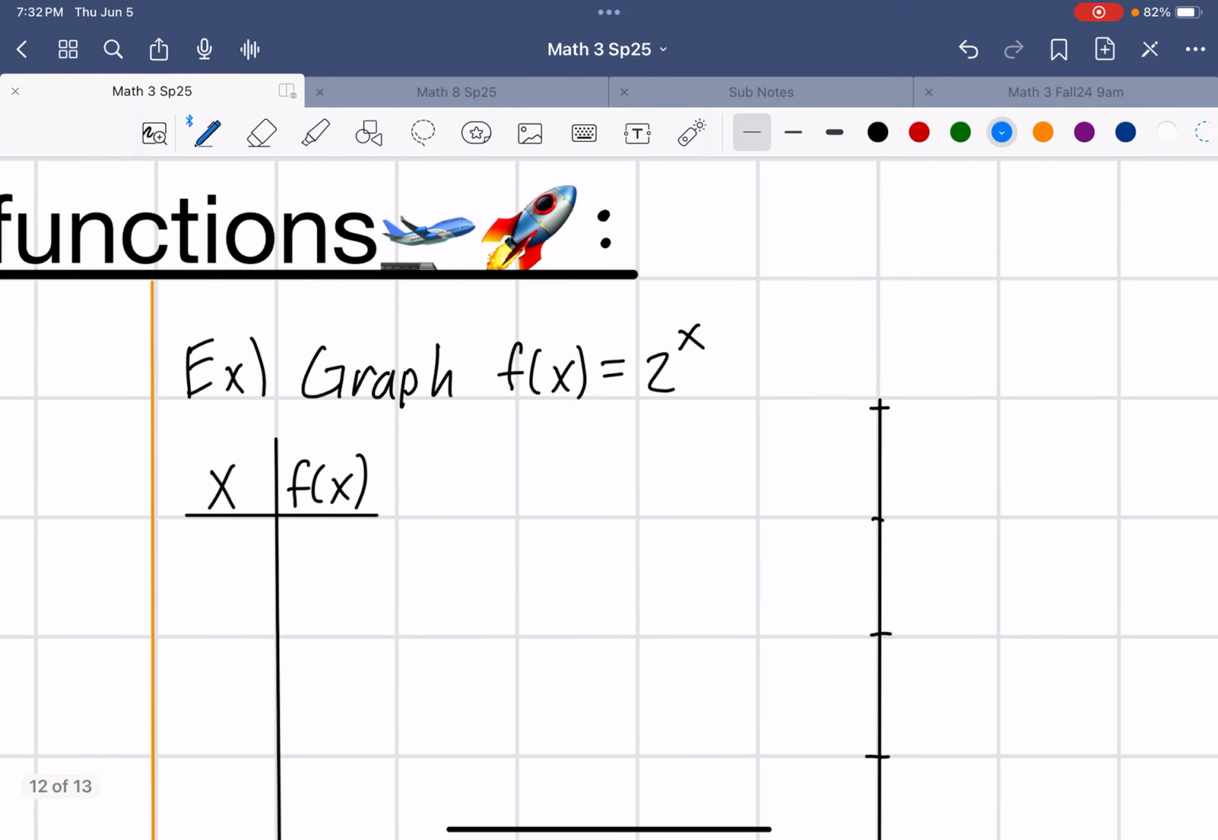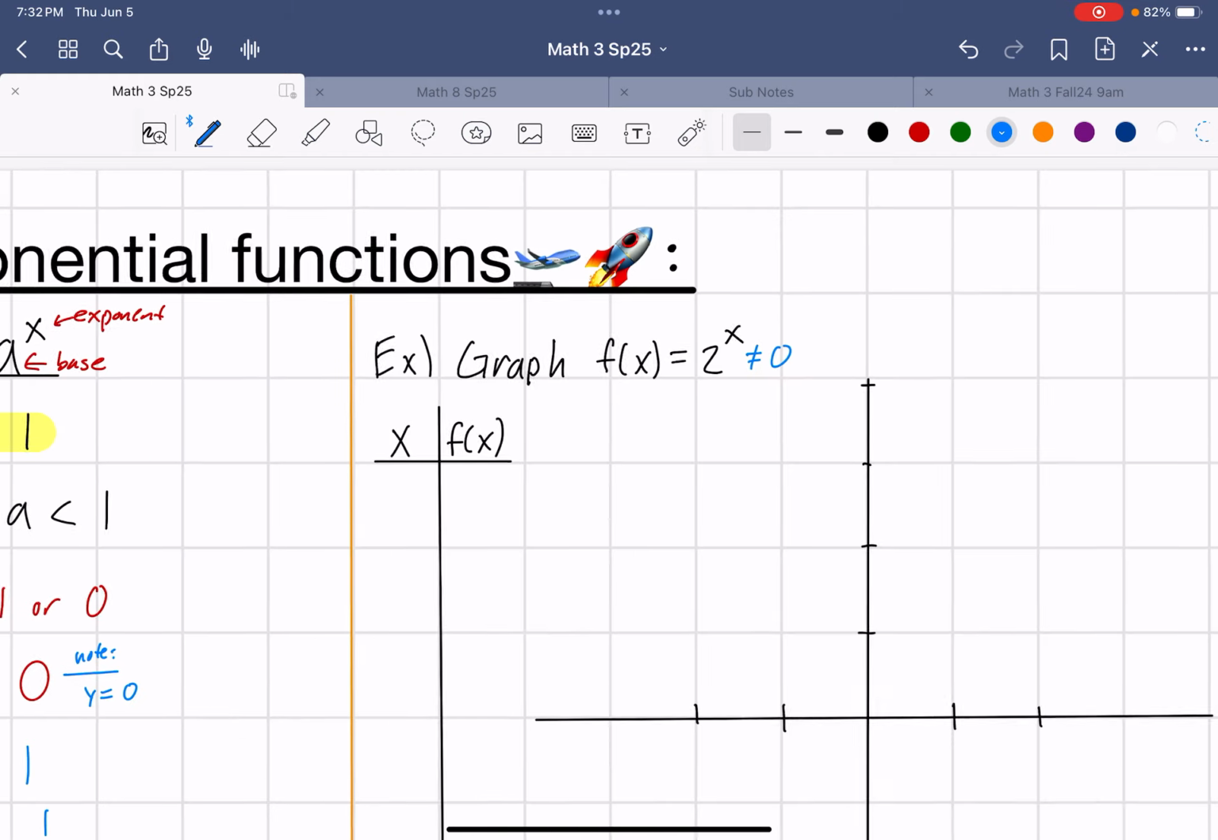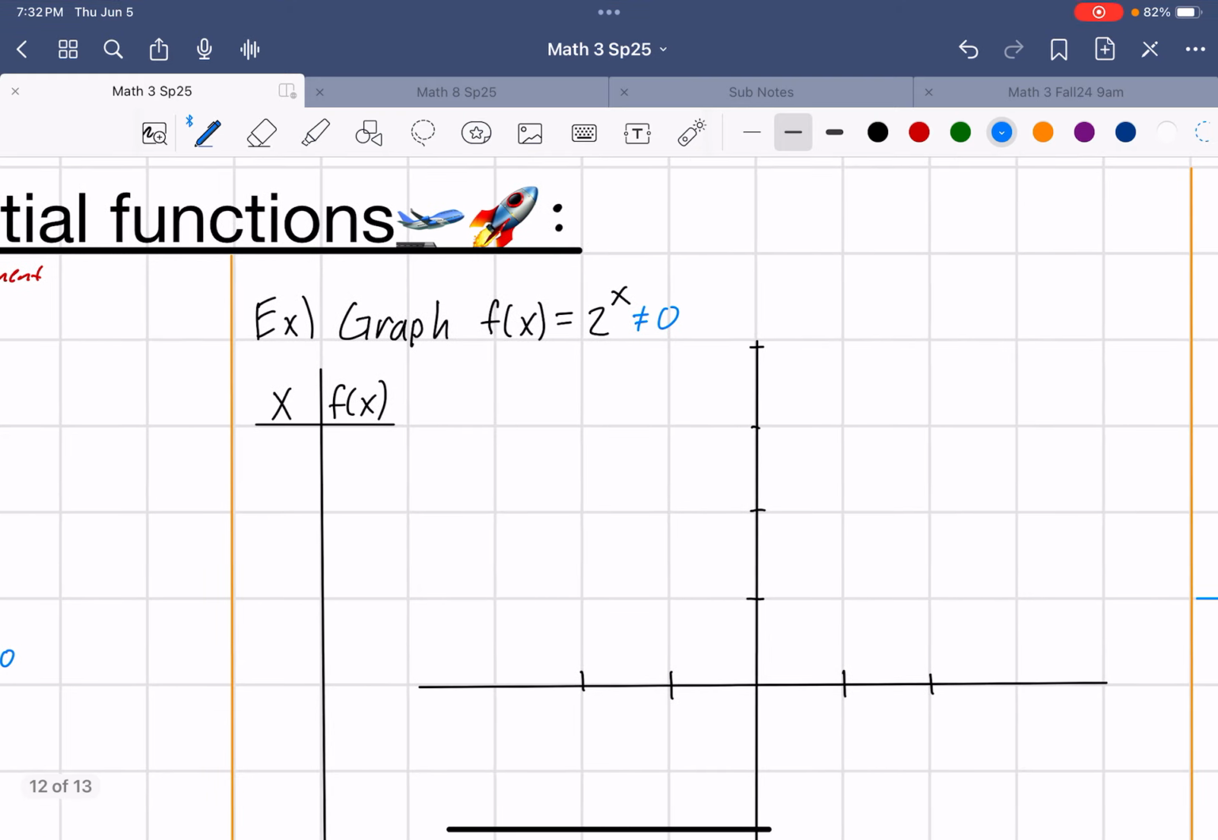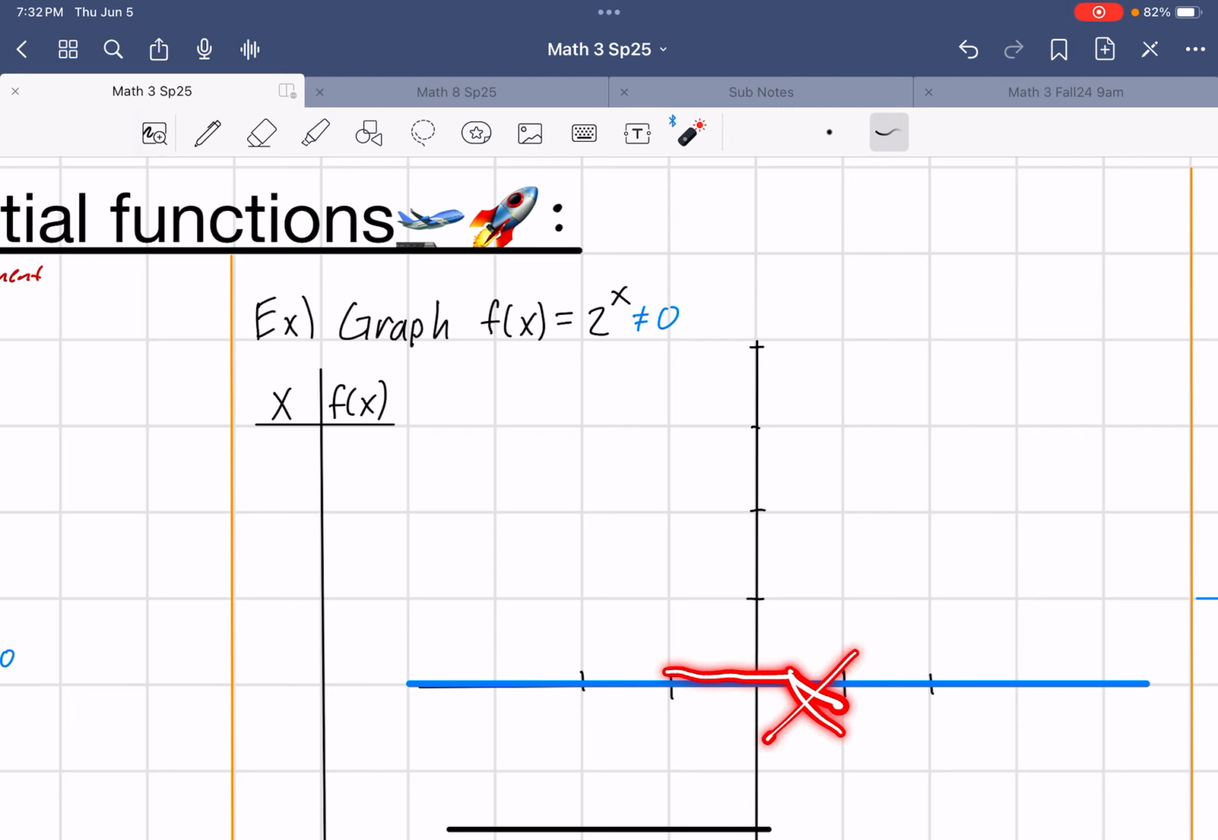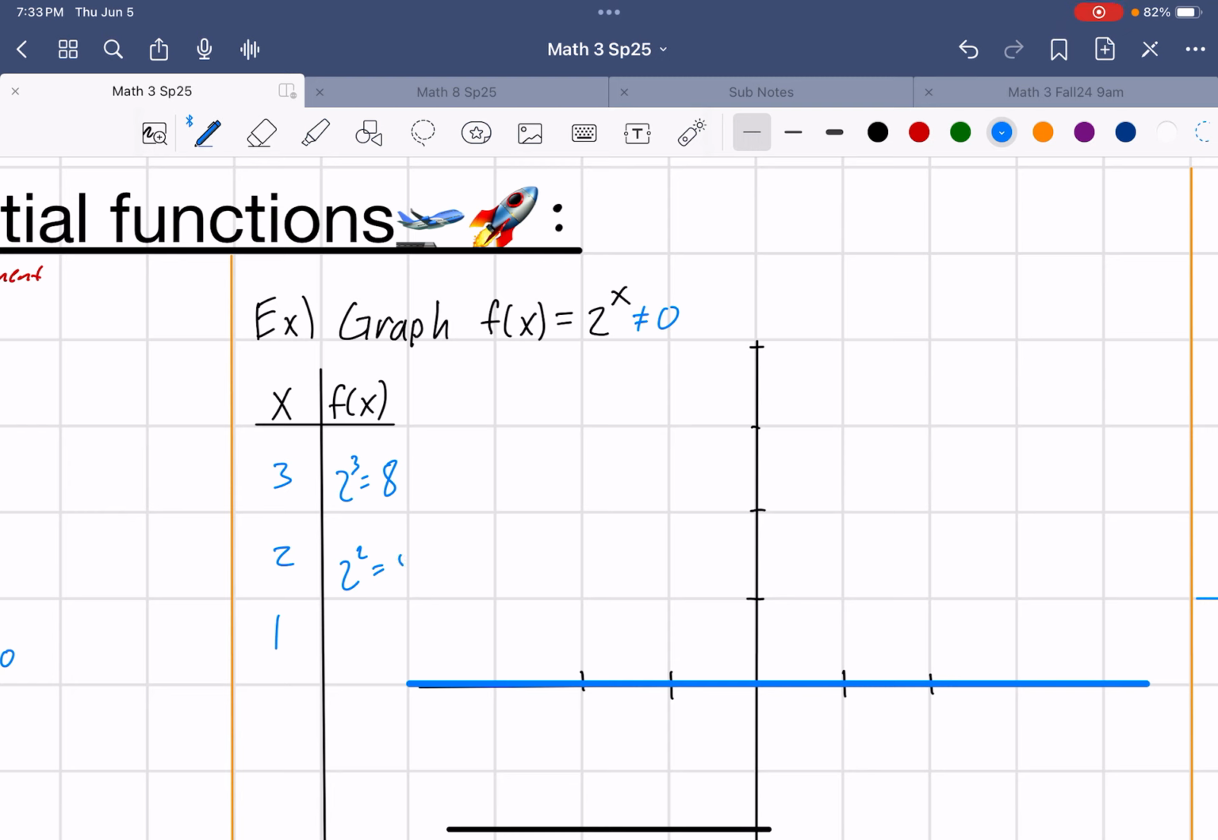So once again, this cannot be equal to 0. What does that mean? We're going to have this horizontal asymptote. And remember, asymptotes are just lines that your graph gets really, really close to, but cannot cross. So let's start with some quick numbers. Let's put 3, 2, 1. So 2 cubed is 8. 2 squared is 4. 2 to the 1 power is 2. So far, so good.